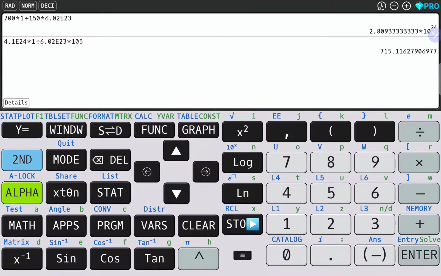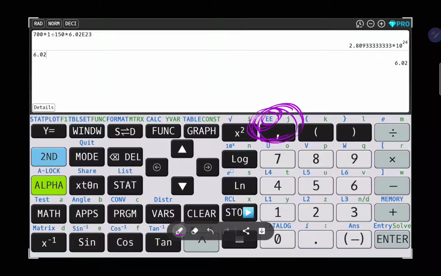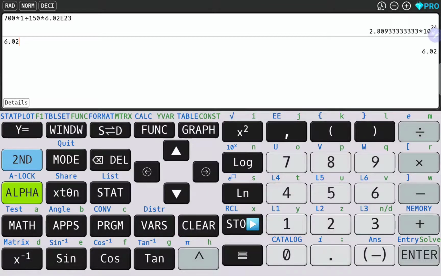One thing that I want to point out is that when I type in something like 6.02 times 10 to the 23rd, the way that you're going to type it in is, let's clear this off. You write 6.02, and then there's a button on the calculator with 2 uppercase E's. It'll be this button right here. You press second first, and then this button, because the EE is written in blue. So when I type in 6.02 times 10 to the 23rd, it's going to be 6.02 E 23.